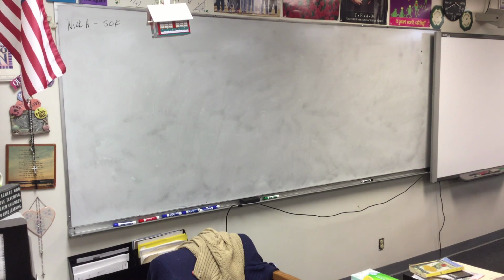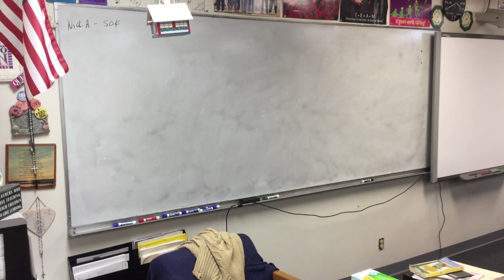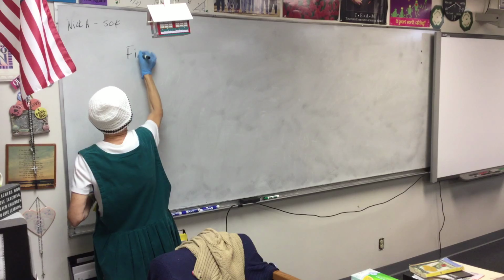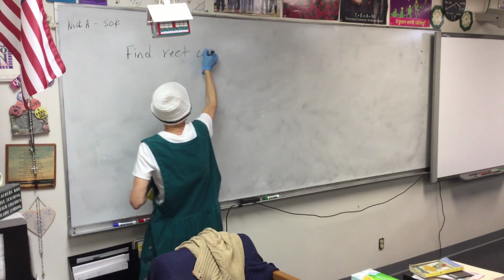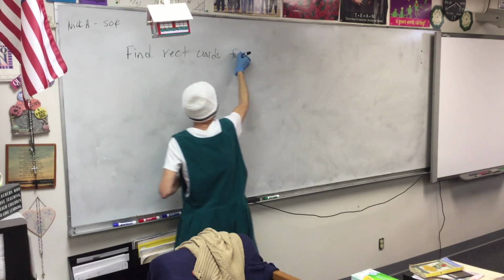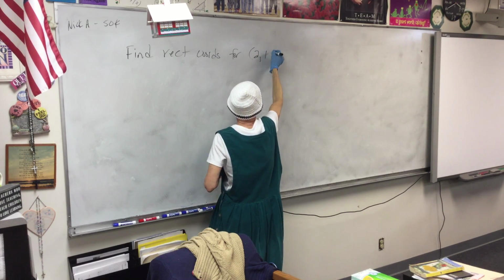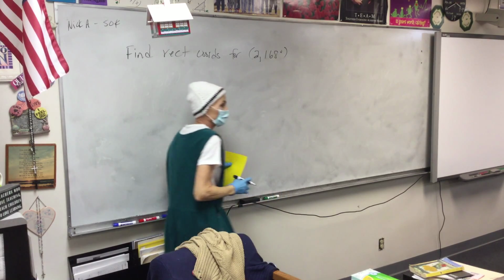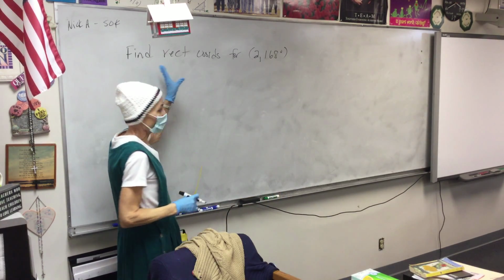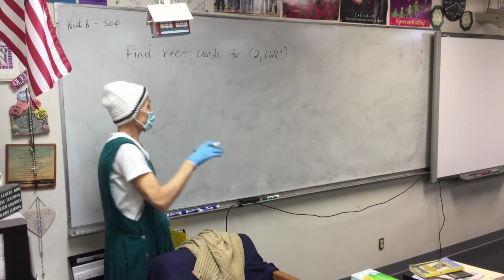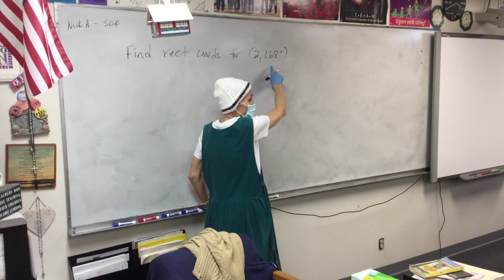All right, so we were talking about a circular coordinate system, which we call what? What is that called? The polar coordinate system, right? So one of the things we did yesterday was we found rectangular coordinates for maybe 2, 168 degrees. So one of the exercises we did yesterday was, let's take an ordered pair.